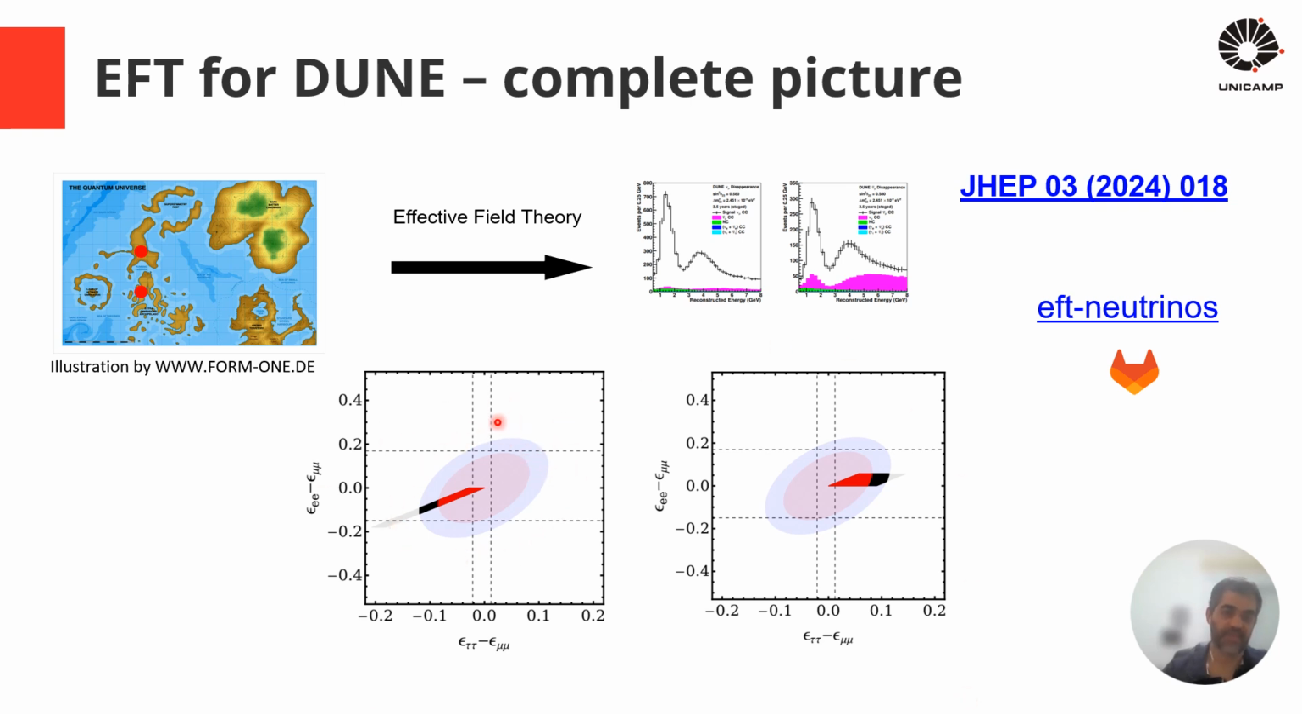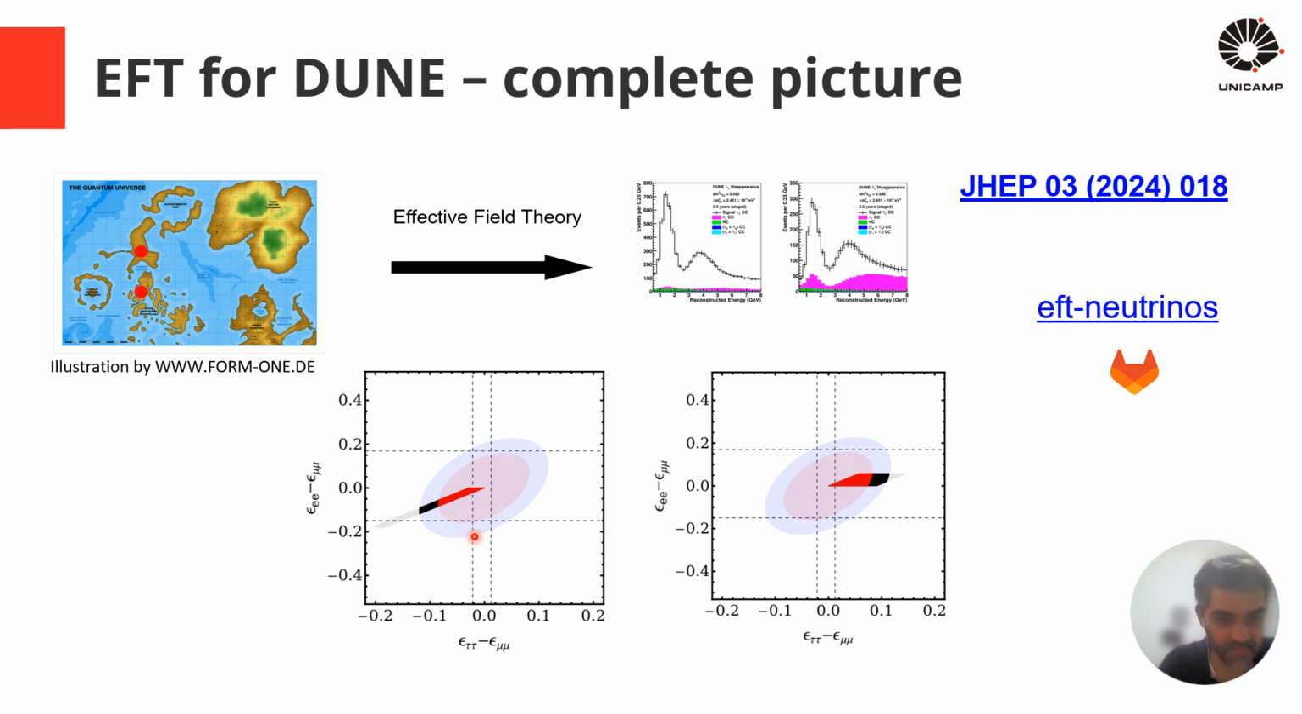So here in this round area, in the ellipses, what we have are the confidence levels for this NSI. You have epsilon ee minus epsilon mu mu on the y axis, and on the x-axis you have epsilon tau tau minus epsilon mu mu. Okay. So in blue you have the 90% confidence level that DUNE can probe. So it's the sensitivity of DUNE for these particular guys. And this small band here is the band predicted for the model. So you have this model with scalar leptoquarks, and that's the band predicted by the model.